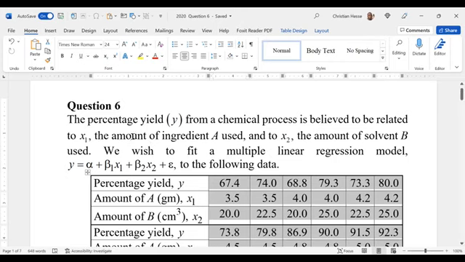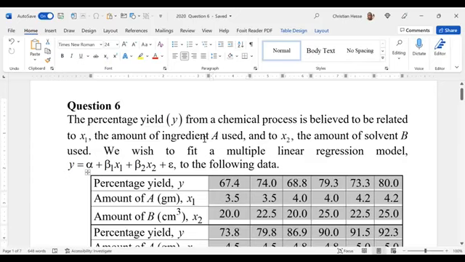We wish to fit... please, wait a minute. The way you are reading, somebody may not get it. It means X1, you know, the amount of what? Ingredient A used. Yes. And X2 denotes what? The amount of solvent B used. So we have two predictor variables.